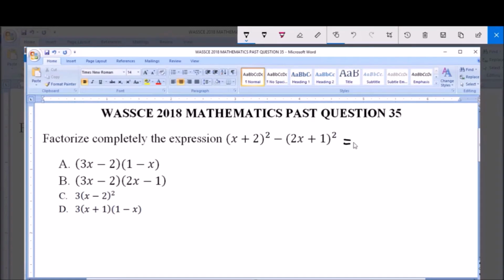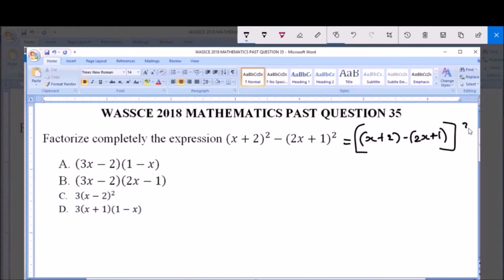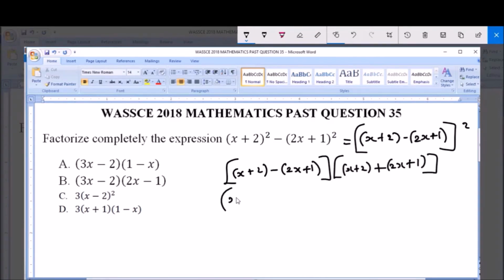Now this expression can be written as (x plus 2 minus (2x plus 1)) everything raised to the power of 2. Now we can expand this square, by saying (x plus 2 minus (2x plus 1)) into (x plus 2 plus (2x plus 1)). Now opening this bracket, we have (x plus 2 minus 2x minus 1). This negative sign is affecting this bracket. Then into (x plus 2 plus 2x plus 1).